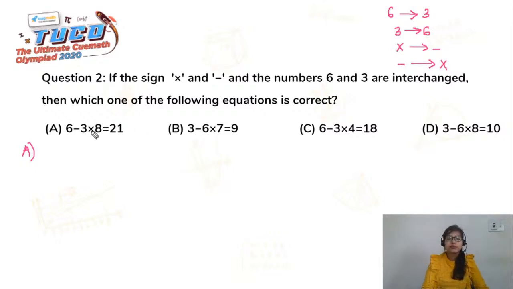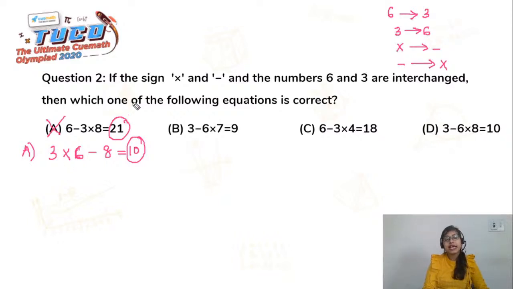Accordingly, we'll have to perform this. So 6 minus 3. In place of 6, I would have 3, and in place of minus, I would have times, and in place of 3, I would have 6. Please follow this, I have written this down here. And again, in place of multiplication, I would have minus. No change in 8. Now let's perform this and check. 6 times 3 is 18. 18 minus 8 is 10. And this value is not matching with this value. So option A is incorrect.